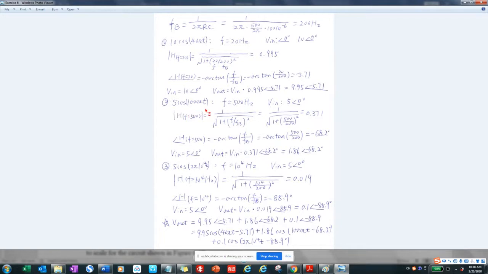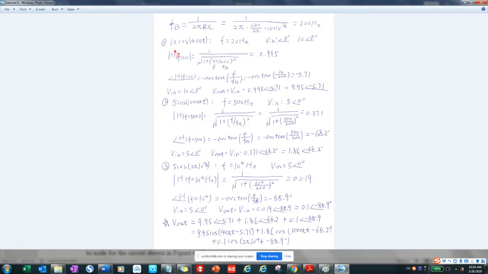Then for each component, we have three components here: 10 cosine 40 pi t, 5 cosine 1000 pi t and 5 cosine 2 pi 10 to the power of 4 t. So these are three different components. We are going to identify their frequency first, then figure out the magnitude and phase angle for that frequency, so that we know what will be the component for the output.